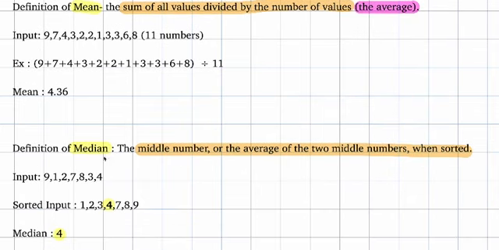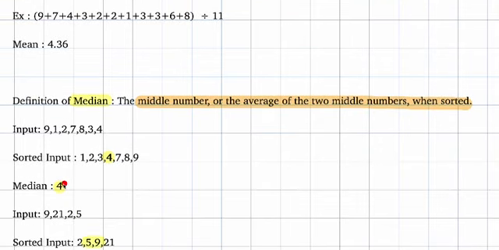Median, the middle number, or the average of the two middle numbers after an input is sorted. Let's take this input here: 9, 1, 2, 7, 8, 3, and 4. The sorted input would be 1, 2, 3, 4, 7, 8, and 9. Since our input has 7 values, our median would be the fourth value when sorted, which is 4. So our median is 4.